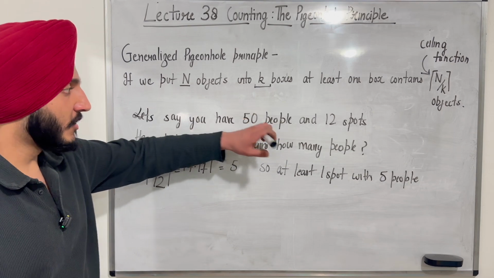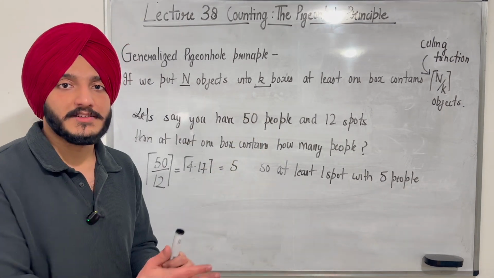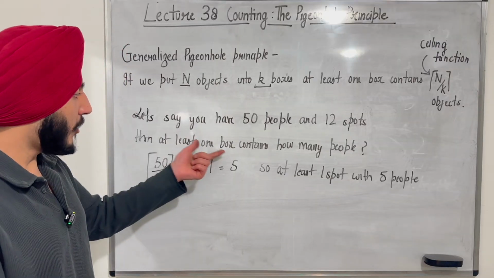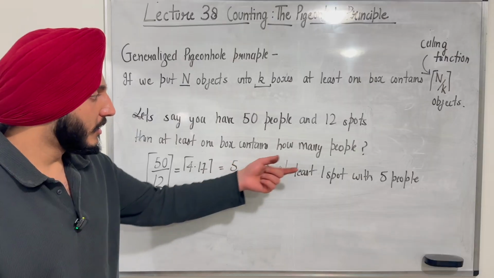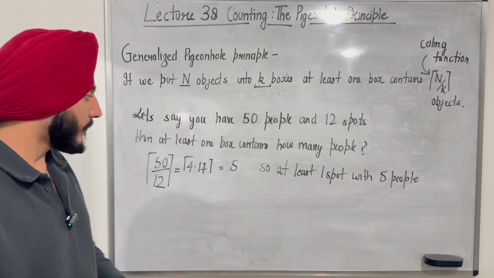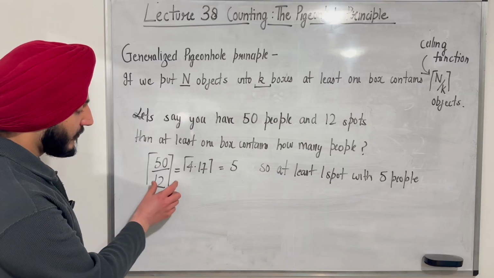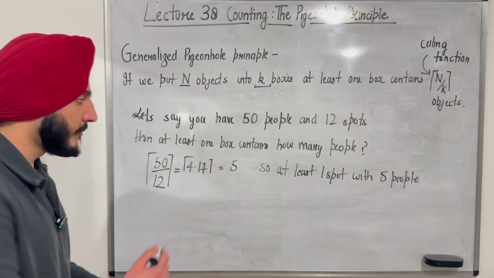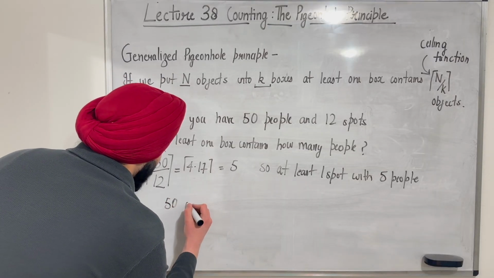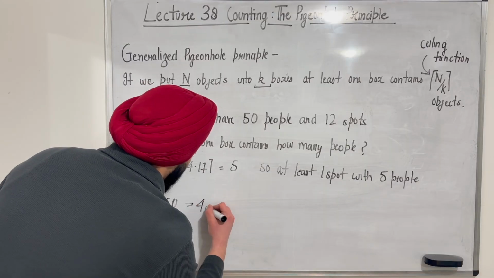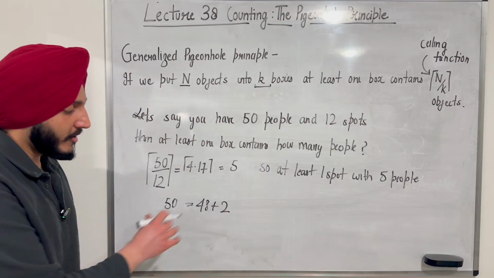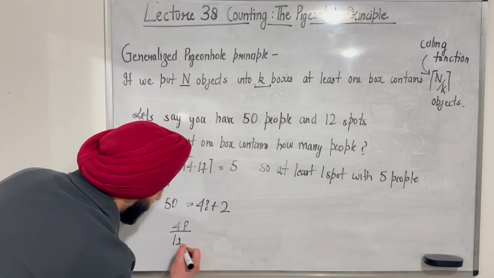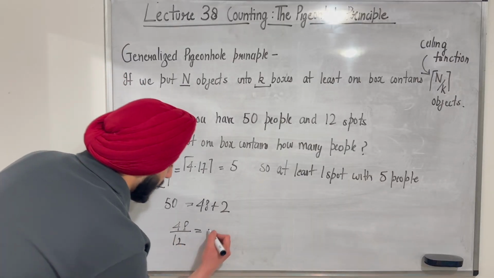So my question was, let's say you have 50 people and I'm giving you 12 spots. I want you to divide these people or spread them out into 12 spots. Then at least one box, or I should say spot, would contain how many people? Now, according to this function, I divided 50 by 12 to the ceiling, it gives us 5. But let's understand it with what we are actually doing. If I have 50 people, I can write 50 as 48 plus 2. I'll try to explain why 48. If you think about this, I can divide 48 by 12. So this would give me 4 people.